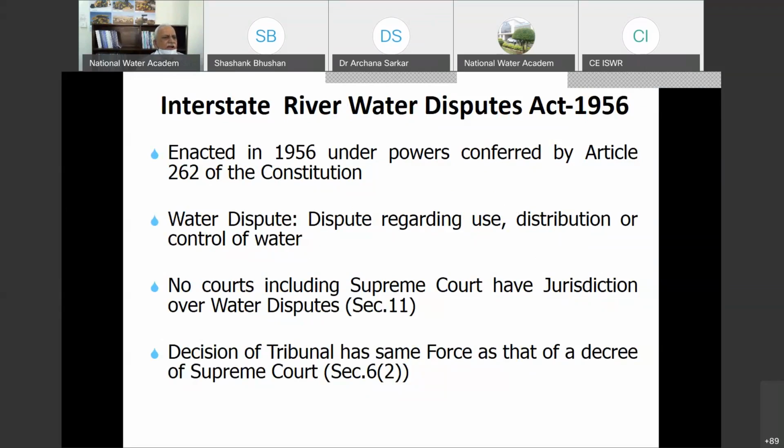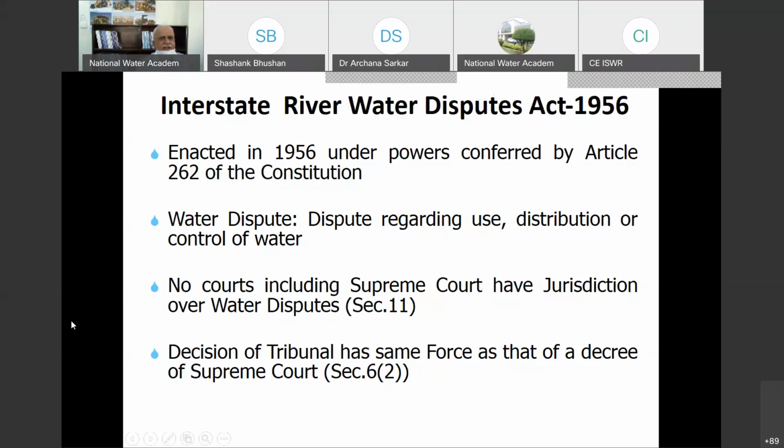the government of India enacted, under the constitutional provision Article 262, the Interstate River Water Disputes Act 1956. As per the Act, water disputes regarding use, distribution, or control of water are excluded, and courts, including the Supreme Court, do not have jurisdiction over water disputes.